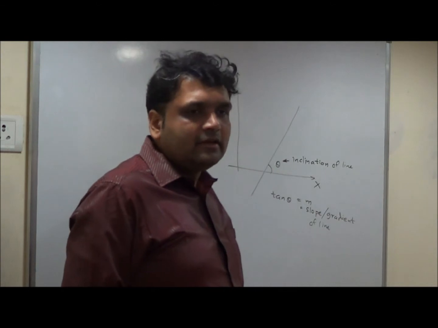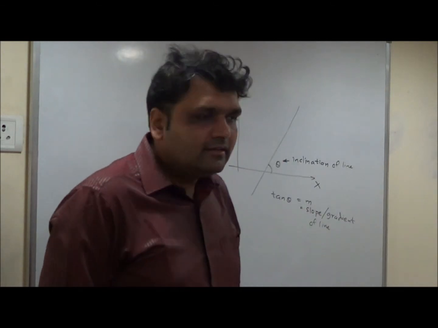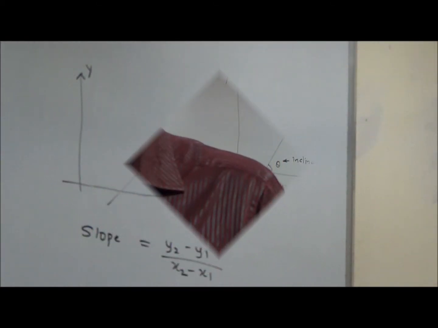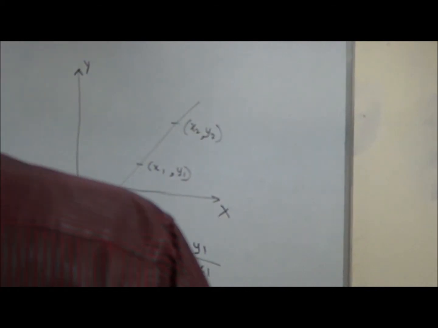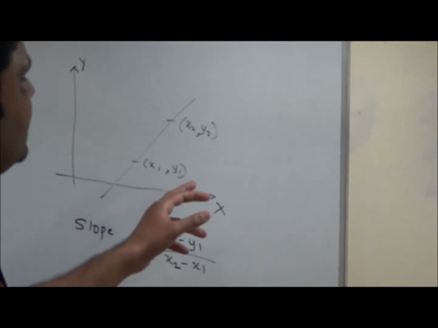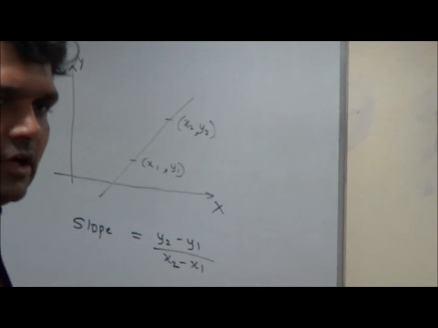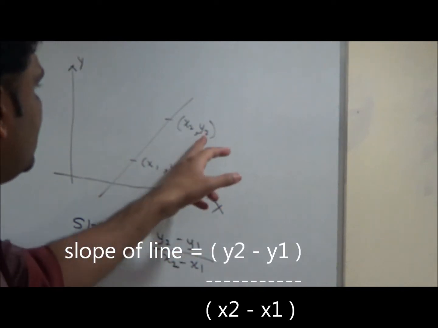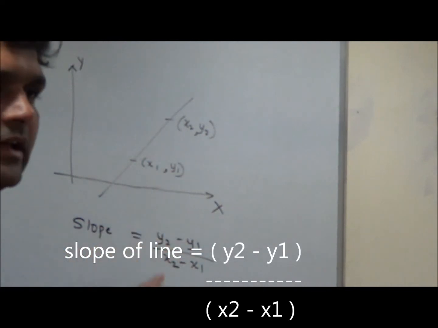Are you understanding me? Do you understand slope of a line? Okay, please take it down. If (x1, y1) and (x2, y2) are 2 points on the line, then slope of the line is (y2 minus y1) upon (x2 minus x1).